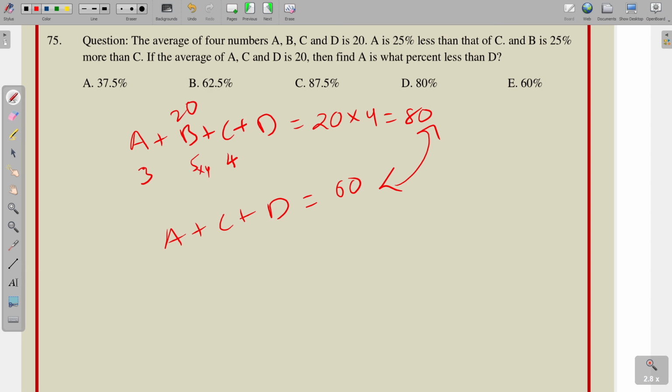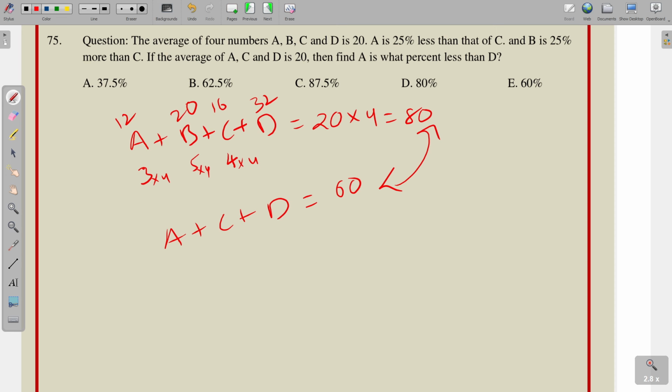So if it is multiplied by 4, it is equal to 20. So the value of a is 12. In the same way, a is multiplied by 4, the value of a is 12, and c is multiplied by 4, it is 16. From these three, total of 4 is 80, means d is 32. The d is 32. Then what they want to find: a is what percent less than d.